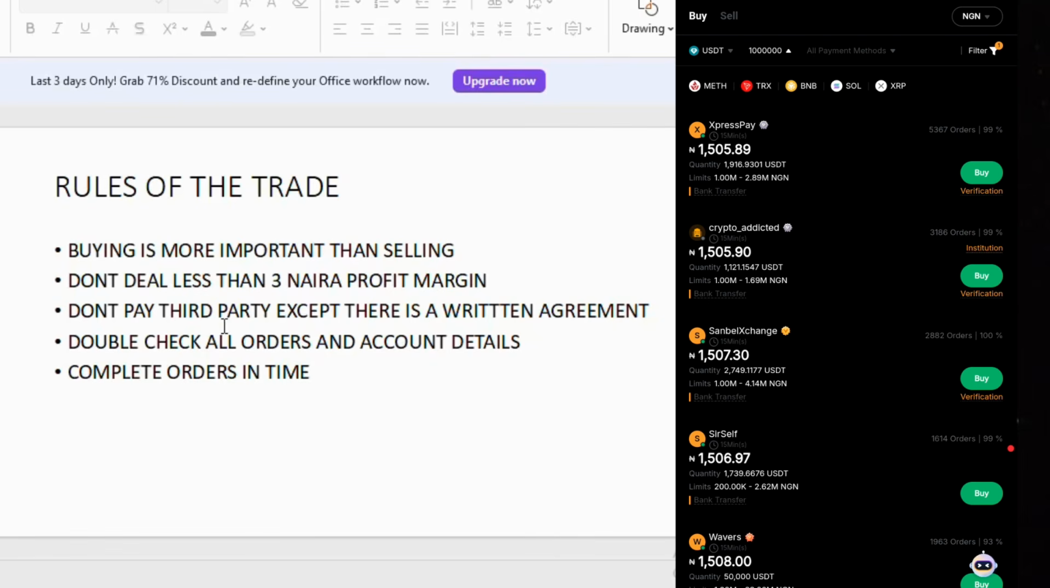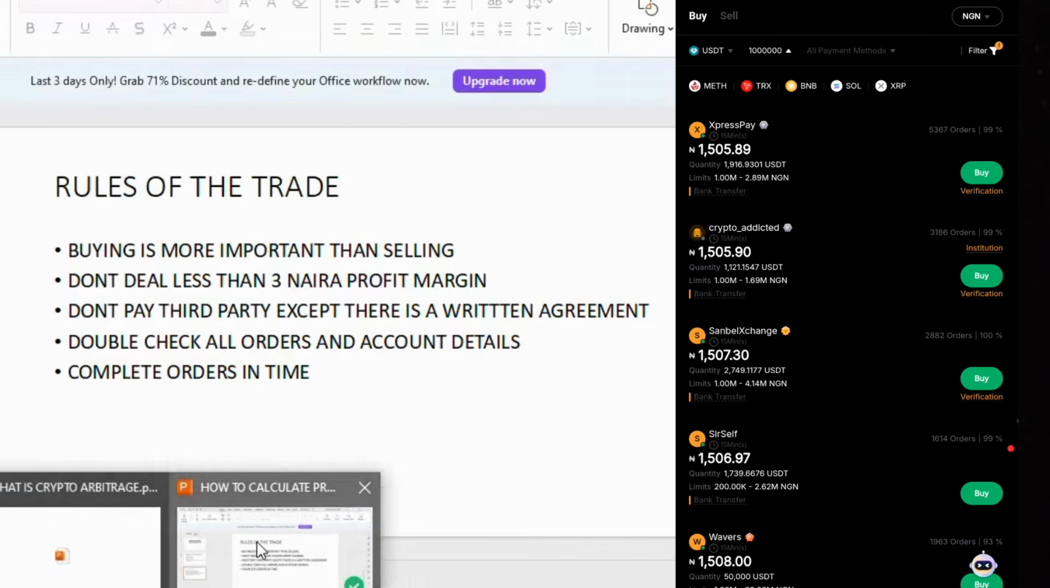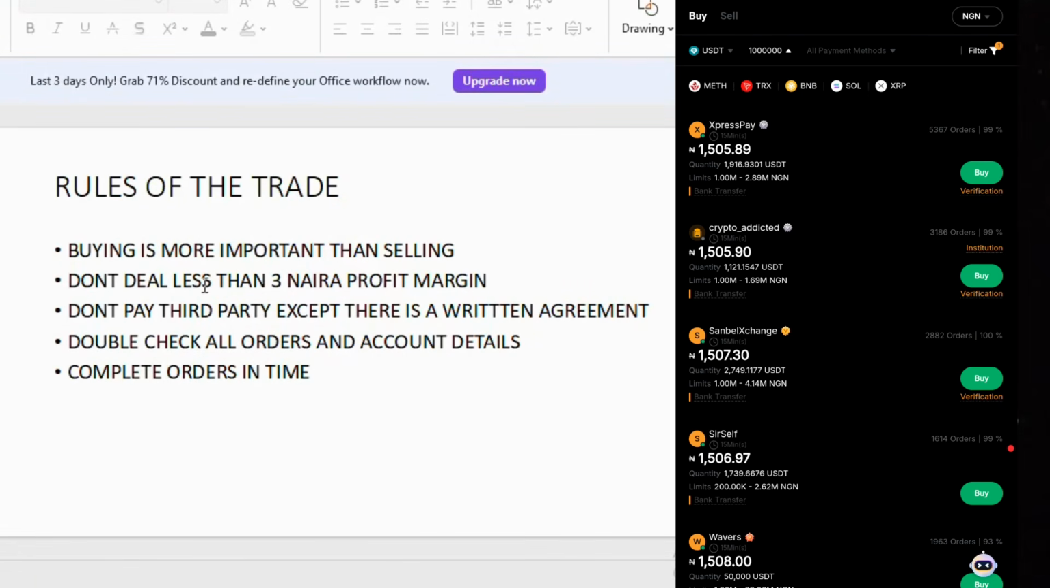Don't deal with less than 3 naira profit margin. You can see this one we did. That's why I came back to calculate this thing. This is 13.8 naira profit margin. Sometimes it can be less than this. Sometimes it can be 4 naira profit margin. Sometimes it can be 5 naira. Don't deal with anything less than 3 naira profit margin. Please, I know why I'm telling you, fees will eat into it and you will not see anything.